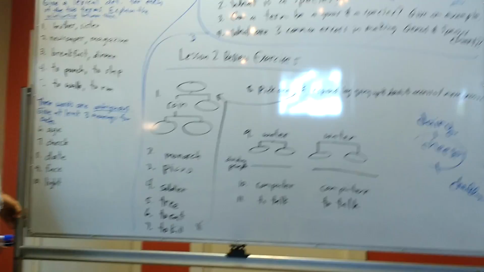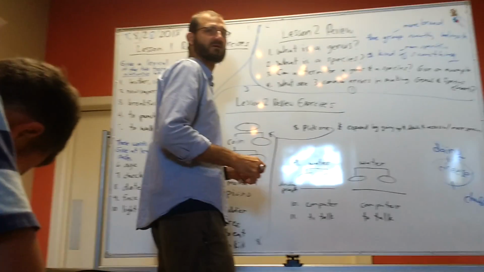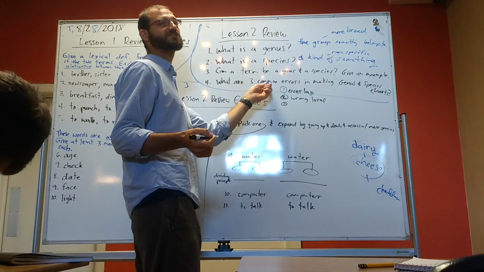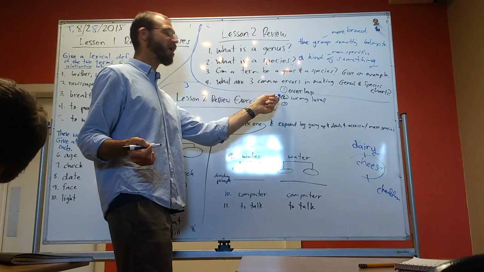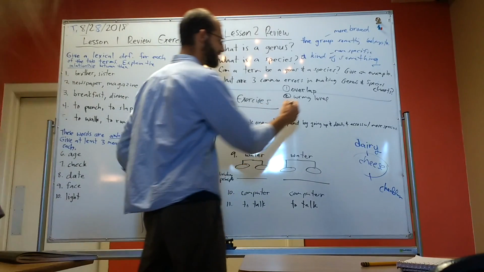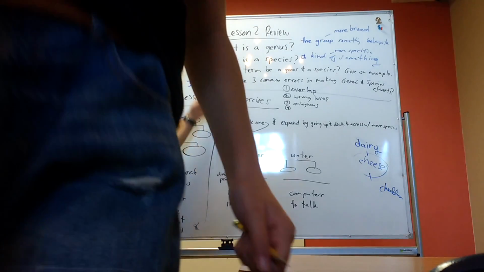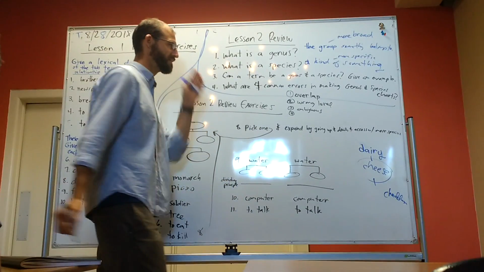Now, number 4. The 3 common errors in making genus and species charts with an example. So here we go. What's the first one? Wrong level. You've got to come up with an example of overlap, of a wrong level, of ambiguous. Number 4 actually says 4 common errors, because there's one more.